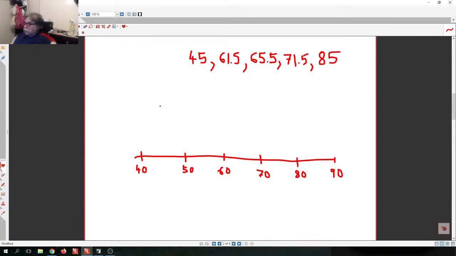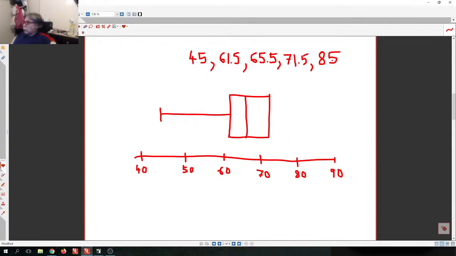45 is somewhere right in the middle between 40 and 50. That's the beginning of the tail. It goes to 61.5 at the box opening, so it's going to be approximately here. This is where the box is going to be. Then the box closes at 71.5, so something like here. Okay, that's the box, quartile 1 to quartile 3. You could write the numbers on top of that, but we don't usually do that. 65.5 is somewhere like here, so it's closer to quartile 1.